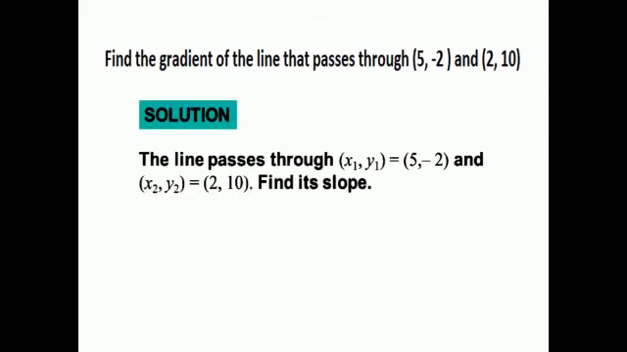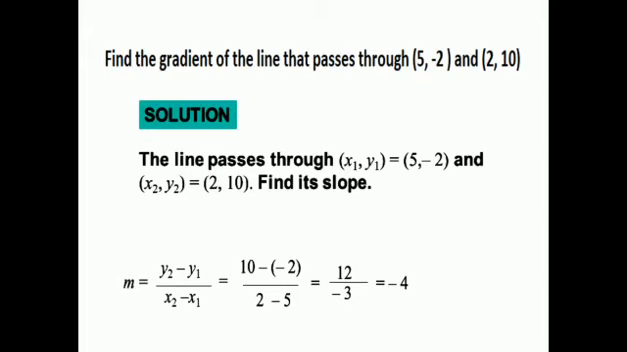Okay, so we have a question. The points are (5, -2) and (2, 10). So you have to write what x1, y1 and x2, y2 are. Write the formula y2 minus y1 divided by x2 minus x1. Give the values here: 10 minus, here the value of y1 is minus 2, so 10 minus minus 2. 12 by 3, the answer is 4 negative, minus 4.